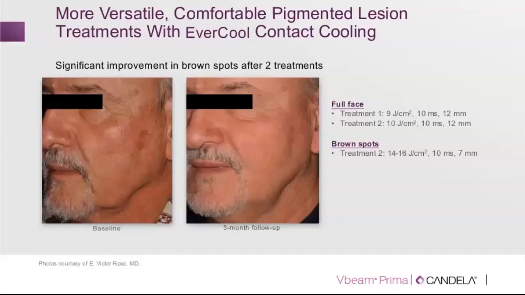These are some of the clinical images from our colleagues in the United States who use the Vbeam Prima, and here you will see that the ever-cool contact cooling handpiece was used, and that is because there is also surface dyschromia, so where there is brown and red, the contact cooling will be more superior compared to the DCD, and these are the parameters that are used. You will see that the pulse duration that was used is long, and that is to avoid a purpuric response in the blood vessels.